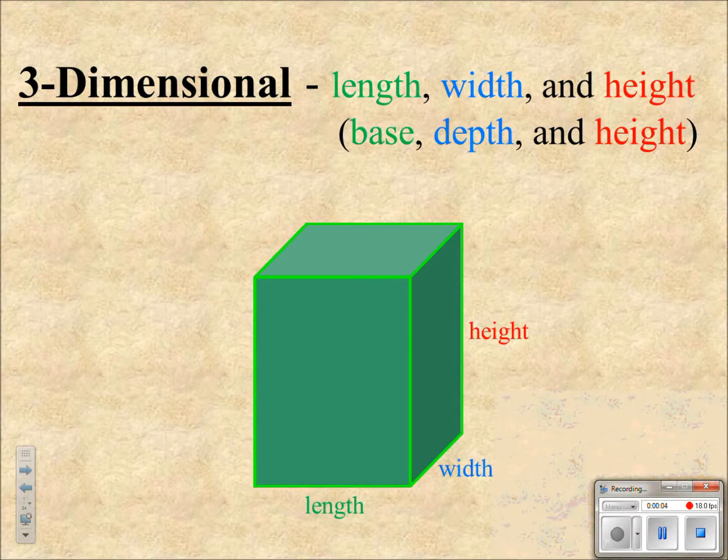We are now beginning our study of three-dimensional figures. Three-dimensional figures have length, width, and height. We also refer to them as base, depth, and height. Notice that as we studied two-dimensional area, we said area was base times height. Well, that next or that third dimension is depth, more commonly referred to as length, width, and height. And you see where they are located on this three-dimensional box, three-dimensional figure.